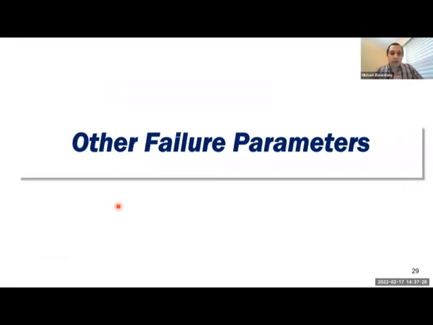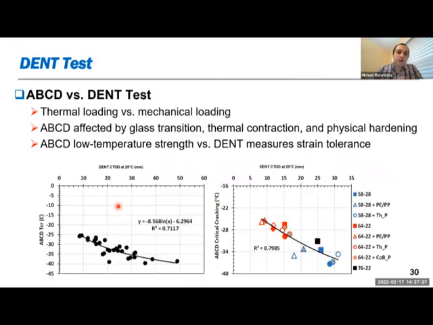Just very briefly, other failure parameters. We're not saying ABCD is the only feasible test to be used to study failure parameters, okay? For example, this is part of the work that was done at the FHWA Turner-Fairbank Highway Research Center. We compared ABCD and DENT results. DENT is a double-edged notch beam test. It's conducted at intermediate temperature versus ABCD at very low temperature. And you can see the difference is that DENT is mechanically loaded, but ABCD is thermally loaded. So there is a big difference in the mechanism of failure between the two tests.